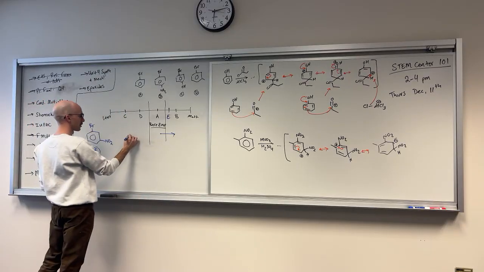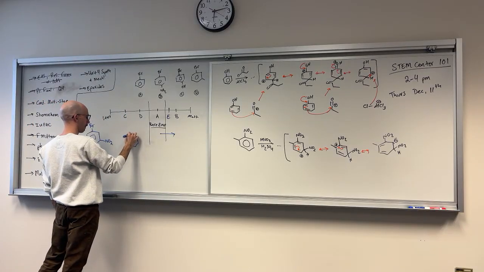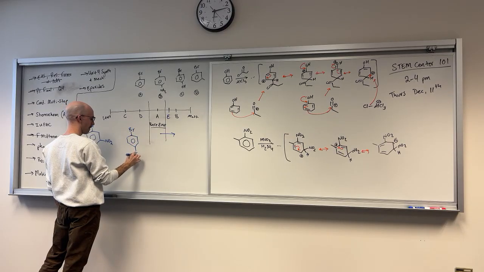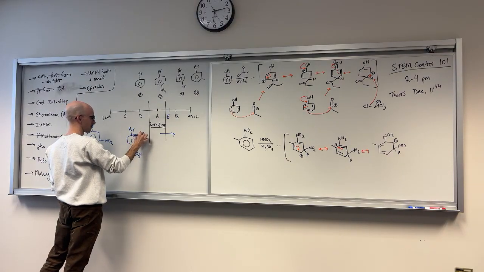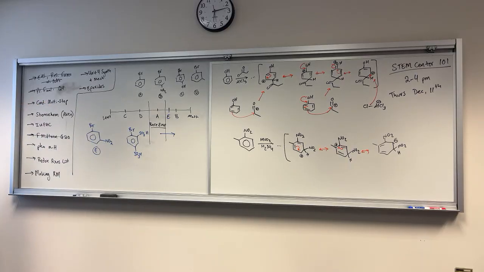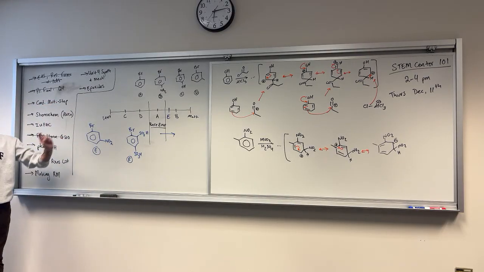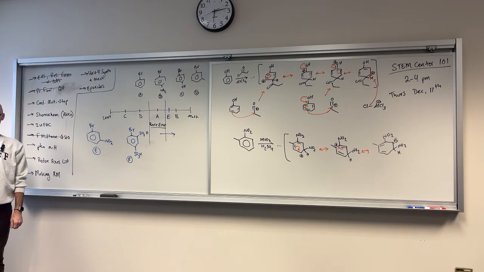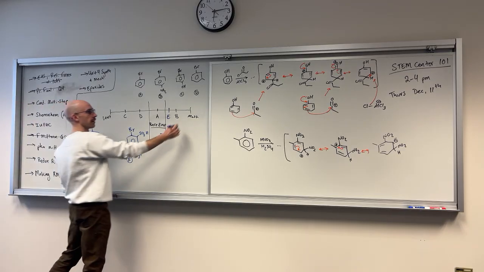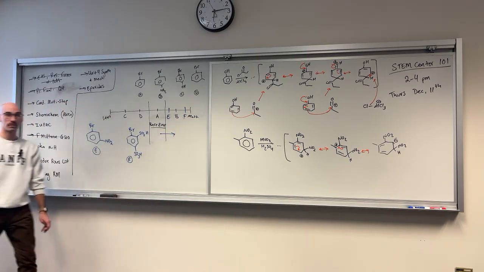All right, how about this structure? Two withdrawing groups, both ortho-para, meaning both will engage in the resonance form, both will create an additional resonance form, stabilizing the intermediate even more. That would be the most reactive.